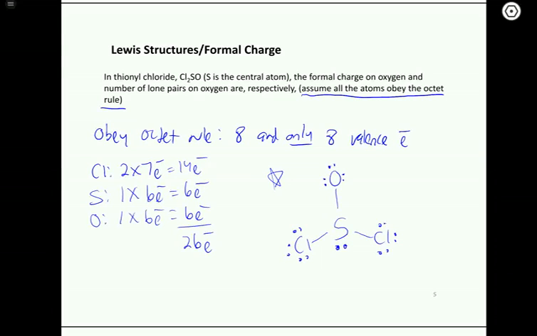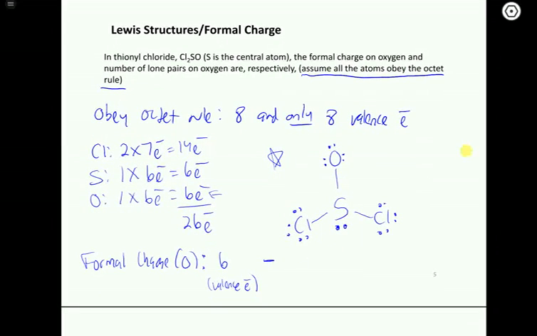We don't want to start drawing double bonds. As it turns out, the best structure for this will have a double bond between sulfur and oxygen, but to obey the octet rule, we can't draw the double bond. The only way we can draw a double bond is to expand the octet of sulfur, which we're explicitly told not to do in this problem. Okay, so then now we have to evaluate formal charge and number of lone pairs. So for the formal charge on oxygen, remember each atom has a formal charge that's defined for it. So we start with the number of valence electrons that oxygen has, which is 6. So that's valence electrons. We subtract from that the number of bonds that it forms. Oxygen just has a single bond in this structure.